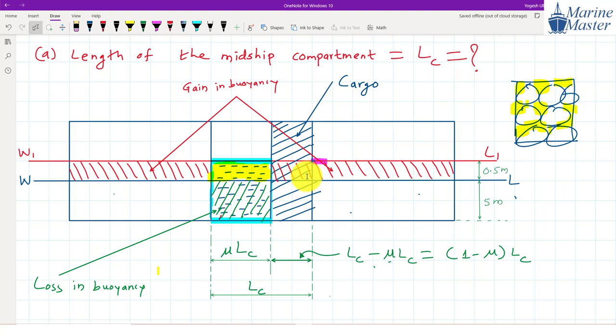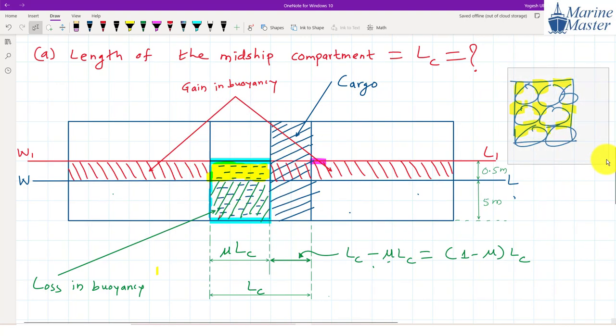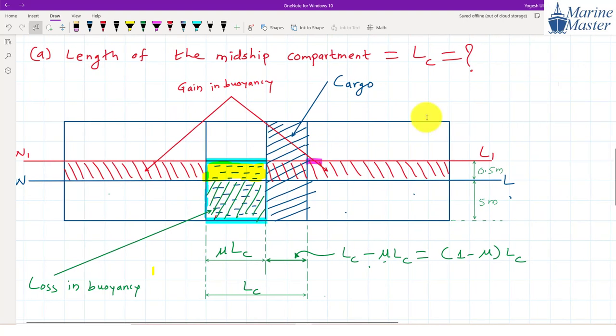And here, what are we assuming? We are shifting the cargo to one side to make the calculation simple. But actually the cargo will be like this. To make things simple, we are making this entire portion occupied by the cargo, and this 60% portion is unoccupied, not occupied. That is the assumption here. We have to make a few assumptions to keep it simple.